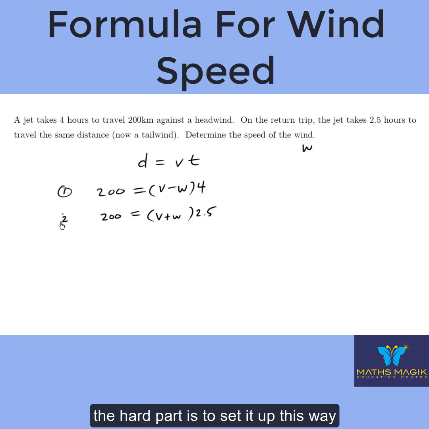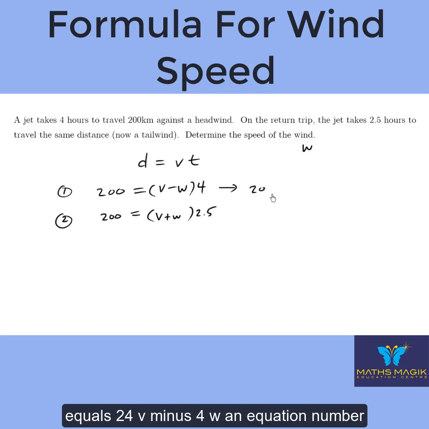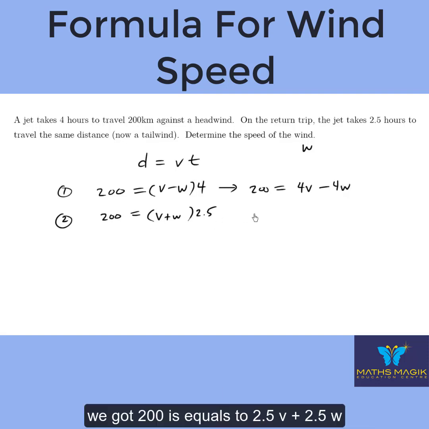We have our two equations, and this is the hard part, to set it up this way. The rest is just being careful about your algebra. So let's work it out here. I'm going to use distribution. So 200 equals 4v minus 4w. And for equation number 2, we get 200 equals 2.5v plus 2.5w.